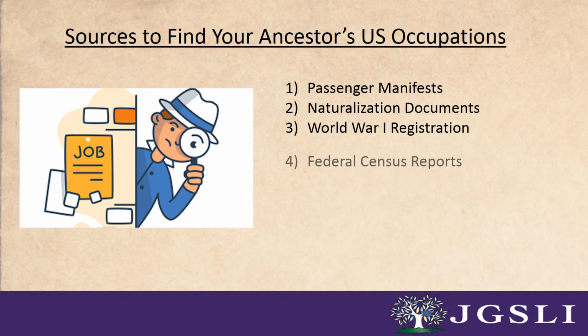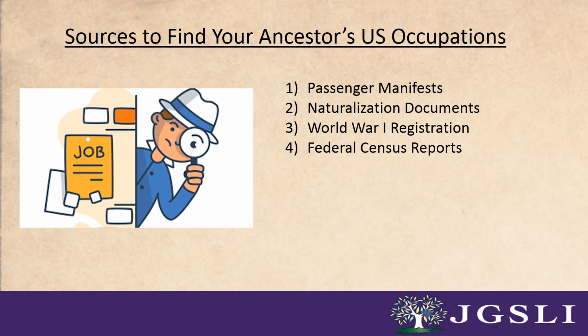Number 4, federal census reports. Review your ancestor's occupation in 10-year increments and see if it changed over time, and also whether their status shifted between employee or an owner. In addition, consider state census reports. Number 5, city directories. City directories are a good place to find an occupation if you're fortunate to have your ancestors live in a city which had directories published.